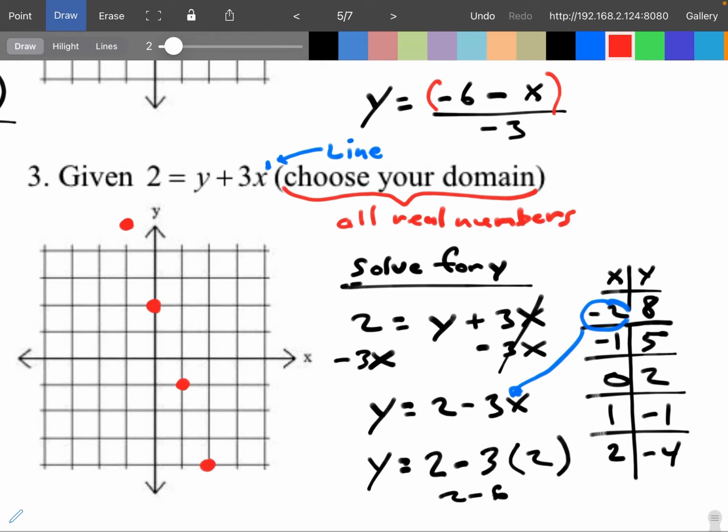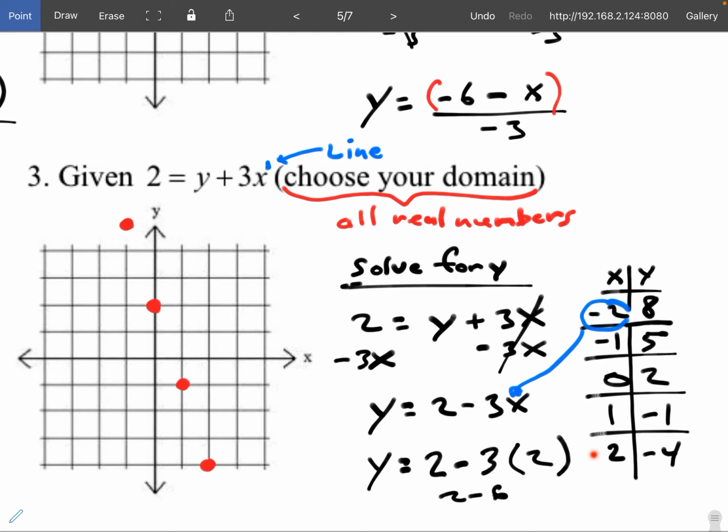Then I'm going to do 0, 2. 0, 2 puts me right here. Then I've got 1 comma -1. That's 1 to the right, 1 down. That's right there. Last point is 2 comma -4. That's 2 to the right, 4 down. That's right there. Do I got a straight line?